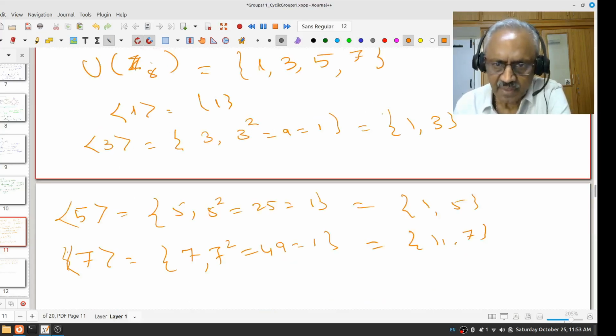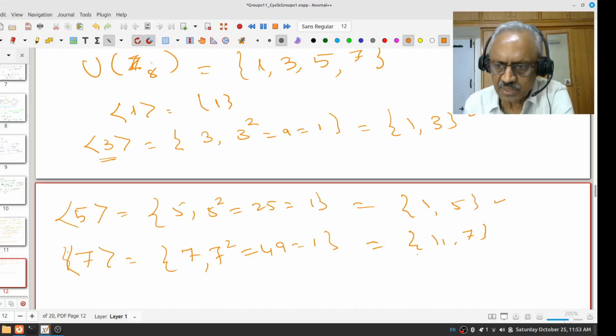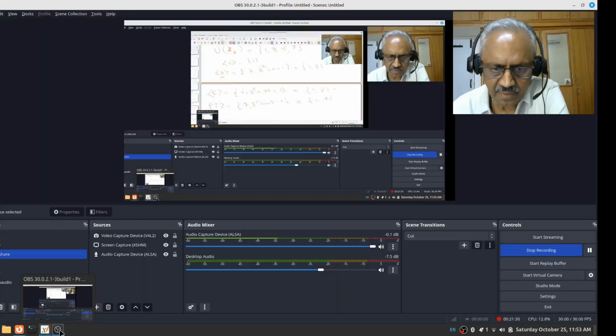Therefore, these are the only elements. Now, what I did was look at the smallest subgroup which contains each, that is, all powers of 3. We found it has only 2 elements, 1 and 3. For 5, it has 2 elements, 1 and 5. For 7, it has 2 elements, 1 and 7. Right?